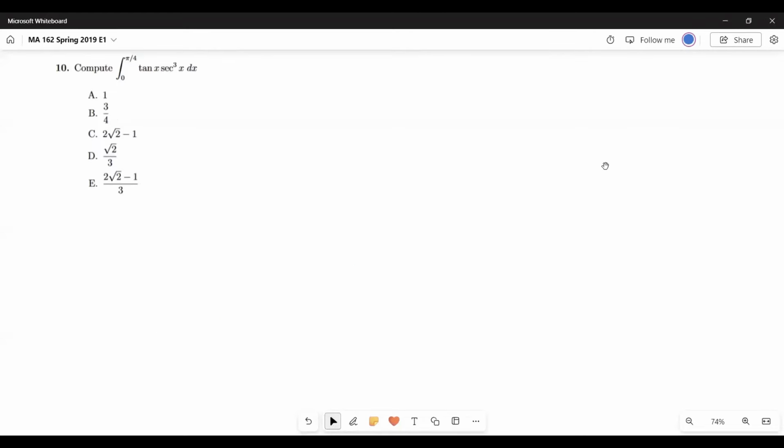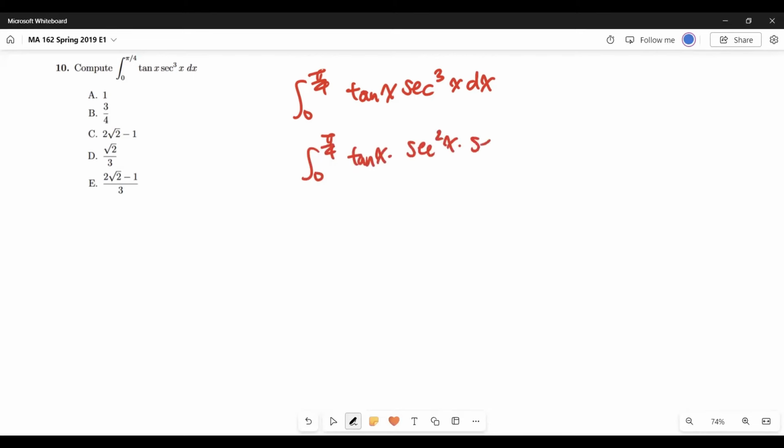Okay, so this question has us compute the integral from 0 to pi over 4 of tangent x and secant cubed x dx. So we can split the secant cubed x into, I'm going to rewrite it, the integral from 0 to pi over 4 of tangent x, secant squared x, and secant x dx. And what you can do is you can put u as secant x.